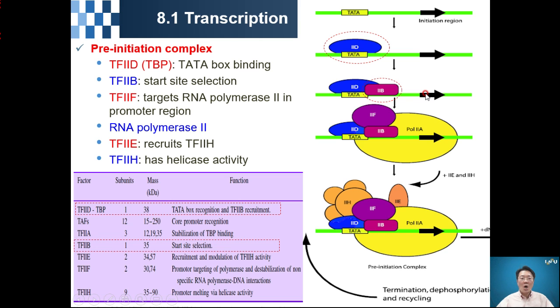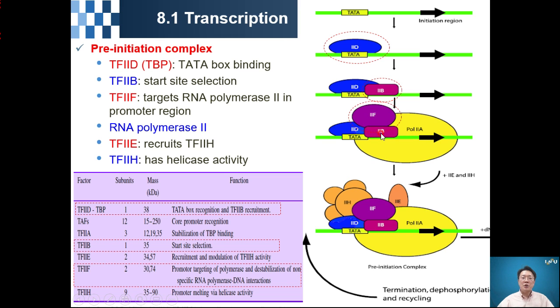How about the next? 2F binds to here. The function of transcription factor 2F is to target RNA polymerase 2 to the promoter region. So after 2F binds here, it recruits RNA polymerase 2 to the promoter region. After that, RNA polymerase 2 binds to the promoter region. The TATA box region and the promoter region are like this.